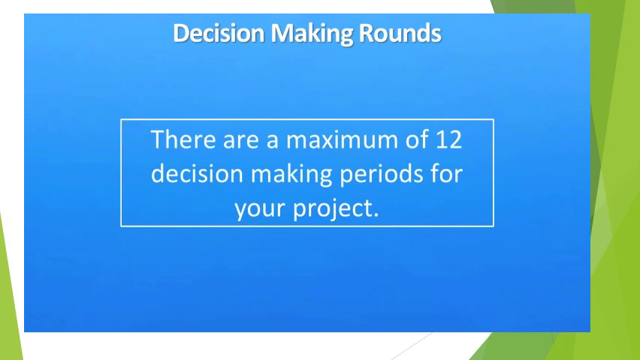Now we will take a look at decision-making periods. There are a maximum of 12 decision-making periods for your project. You may play fewer rounds depending on the length of your course, and you may play more if your instructor uses pre-play. Your instructor will provide the schedule for your class.